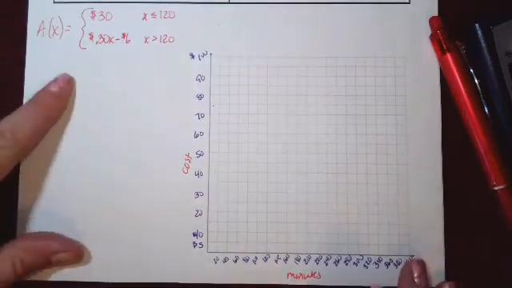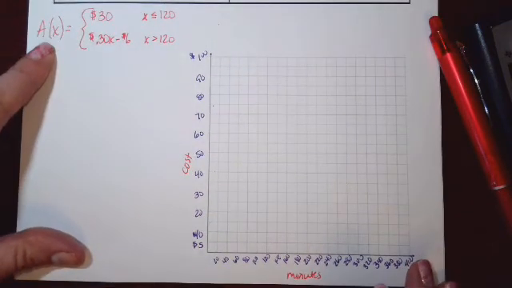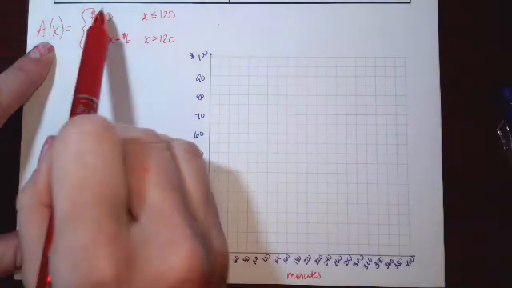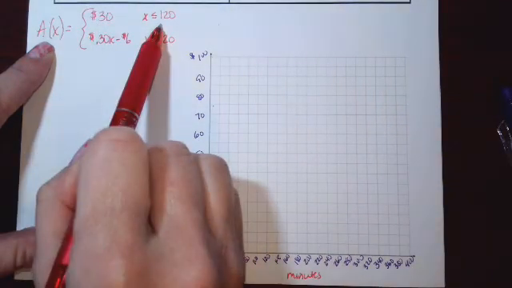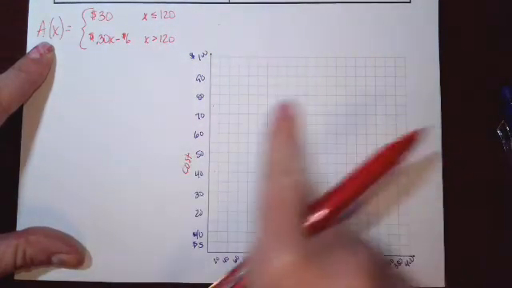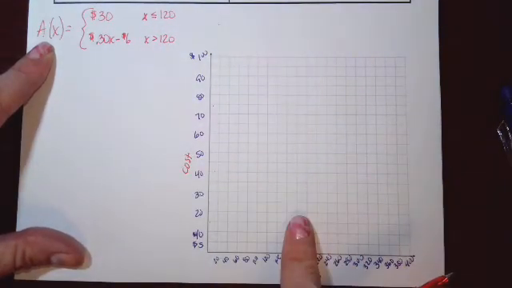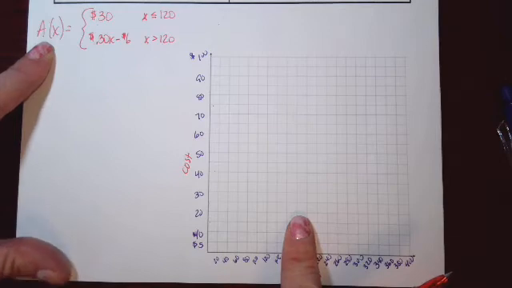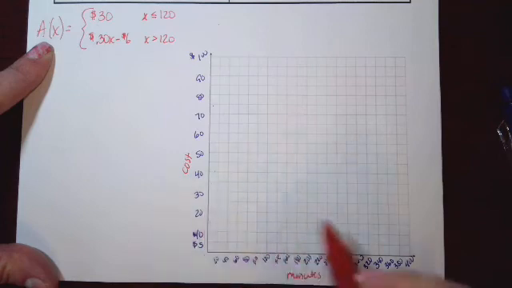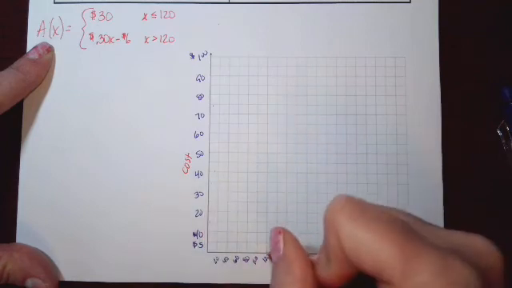Okay, so let's go ahead and graph this piecewise defined function for plan A. We know that it's going to cost $30 up to 120 minutes. Now, I only have positive values because we can't talk negative minutes and we can't pay negative dollars. So my plan A is going to cost $30 until I get to 120 minutes.